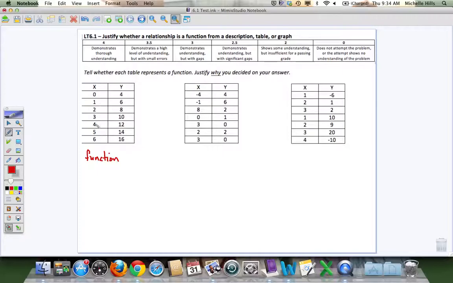Each one of these x's goes to a unique y. So 4 only goes to 12. 4 doesn't go to 12 and then 4 go to something else. So each input, or x if you wanted to say that, has a unique, or maybe you said exactly one, output.